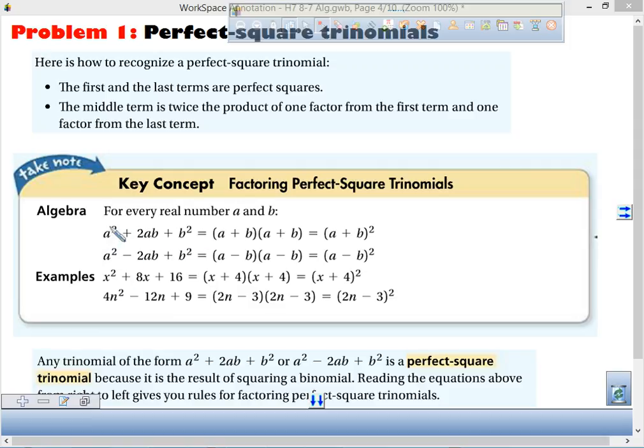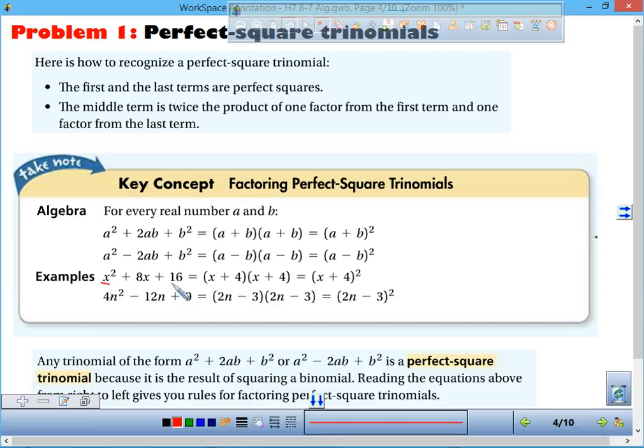Where A is a perfect square and B is a perfect square. So if you look at this first example, a squared is perfect, 16 is perfect. You find the square root of both of those, so you get x and 4. Then you see, if I take 2 times x times 4, does that give me 8x? Yes, it does. 2x times 4 is 8x. So that is our shortcut that we used earlier when we multiplied. Now we're just going back the other direction, and you just take the square root of each.